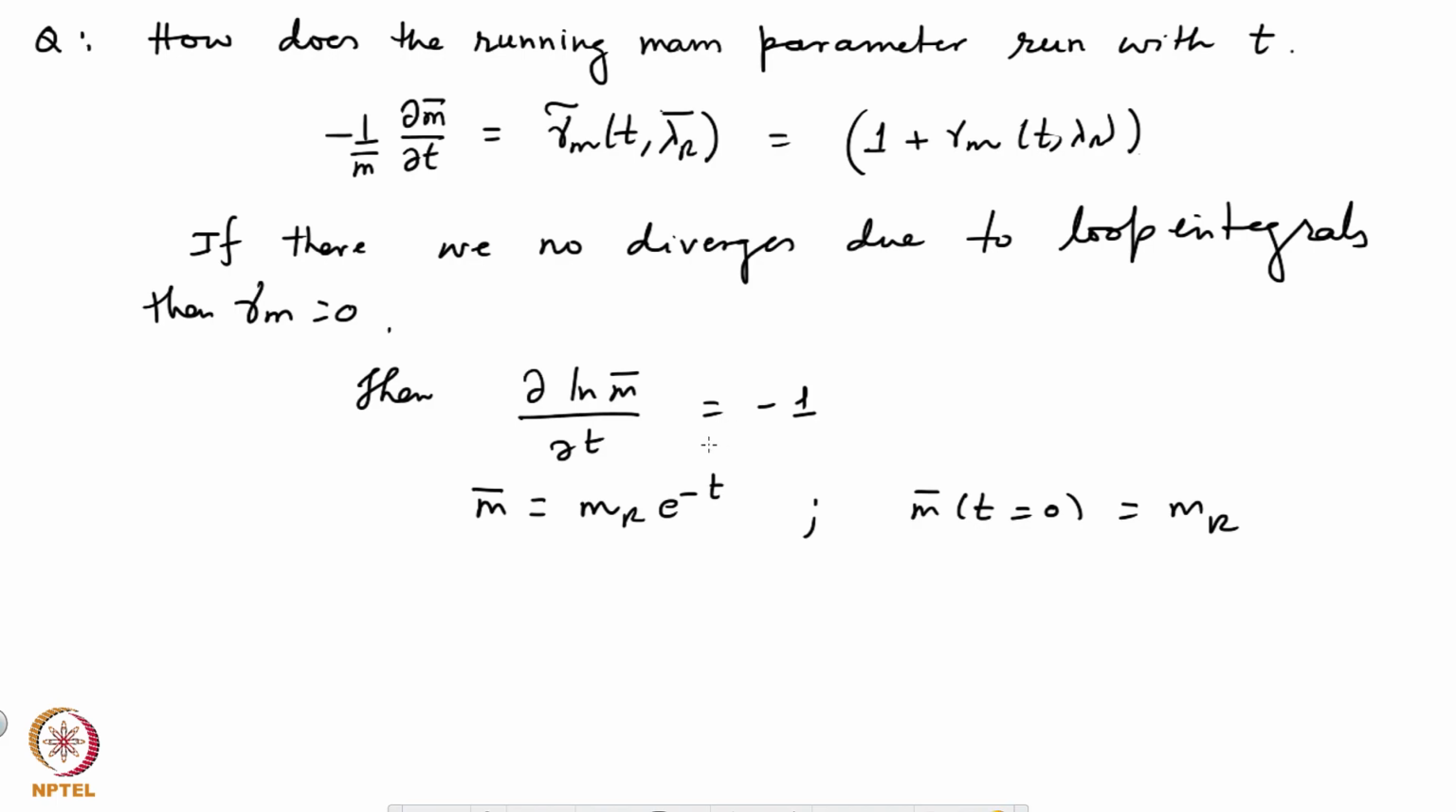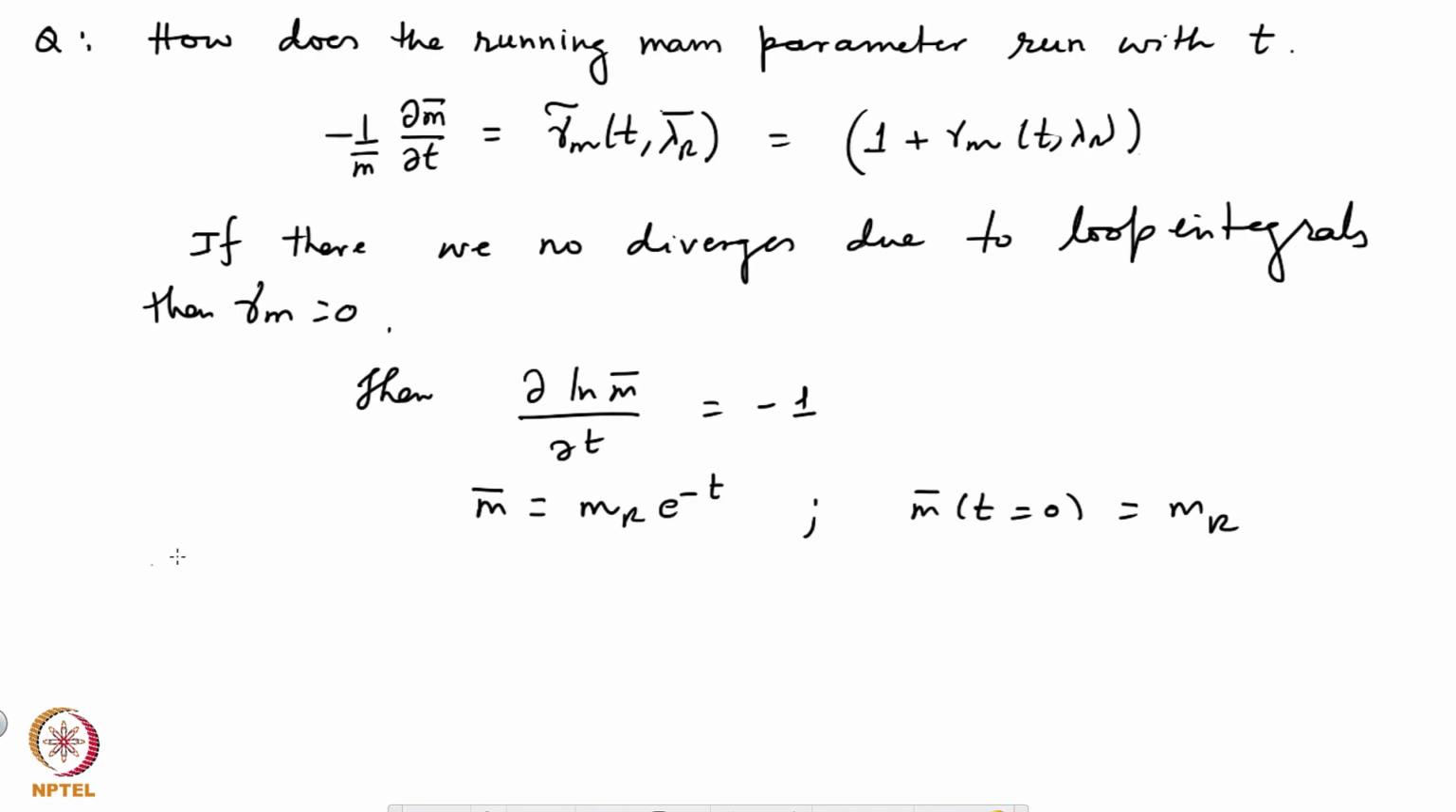So you see that the effective mass goes down as you increase t, because this is e^(-t). If you take t to be large, meaning you are scaling up all the momenta, then the effective mass is going down, and it's going down very fast because you have e^(-t). That's a very rapid decay of this value.